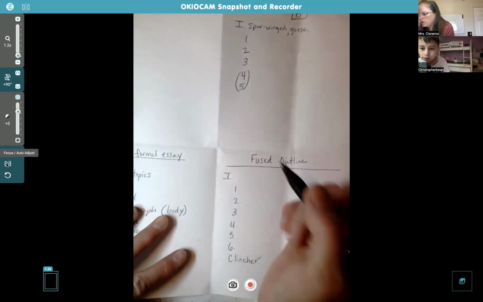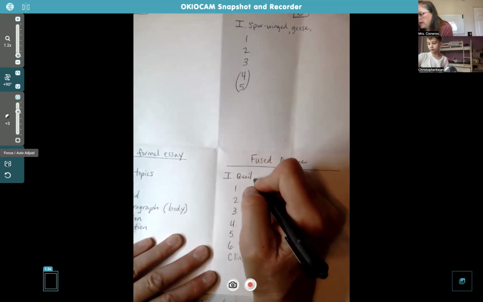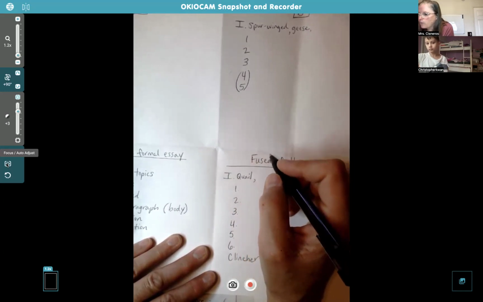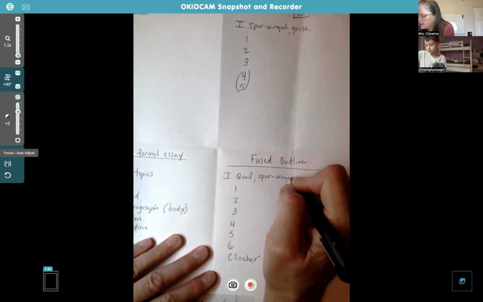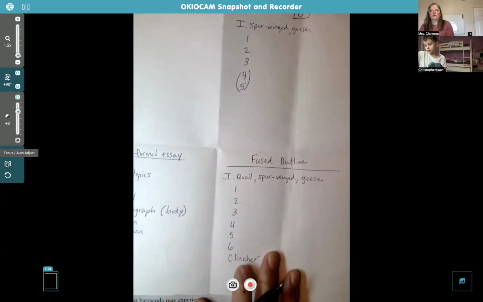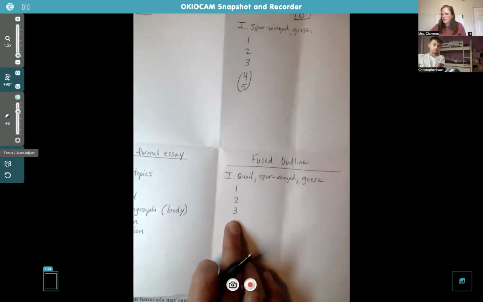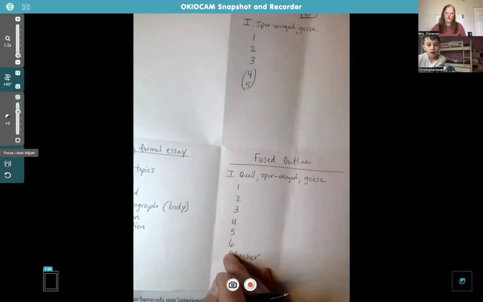And then for your fused, you're going to put quail and poison or spur-winged geese. Spur-winged and geese. That kind of works out for your 3 words there. So for you, you can do like 3 about the quail and 3 about the geese, however you end up doing your fused outline here.